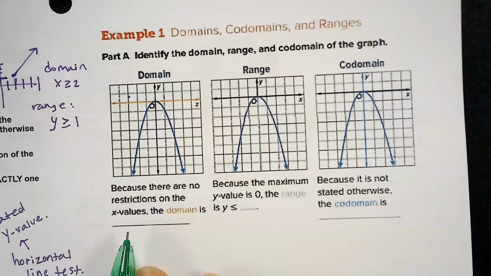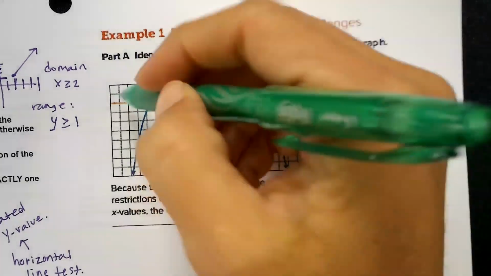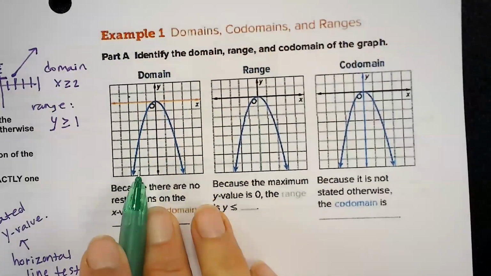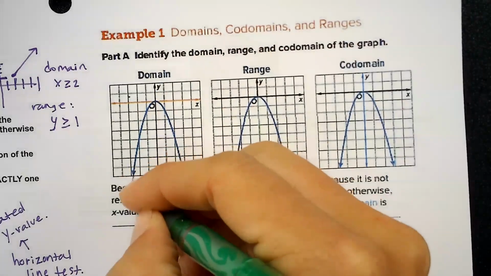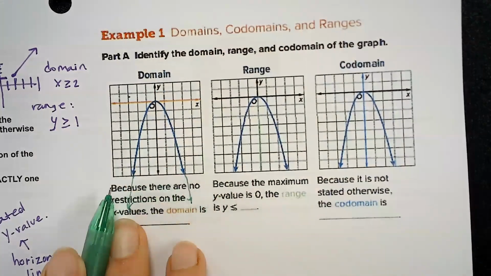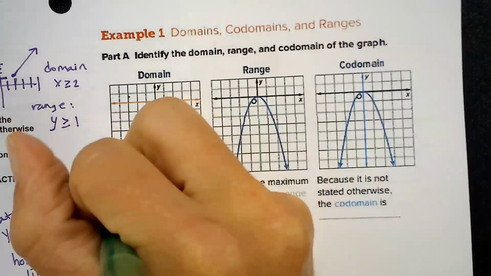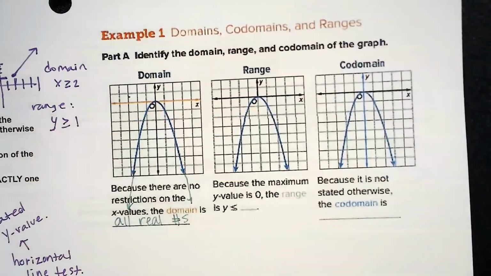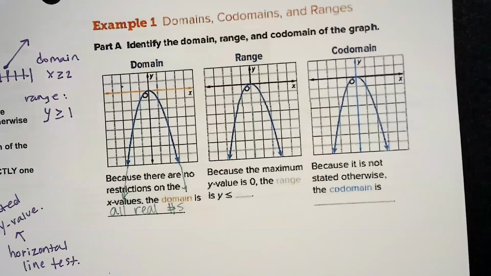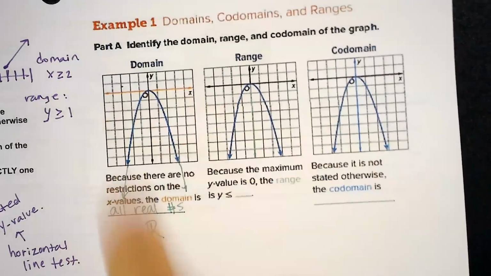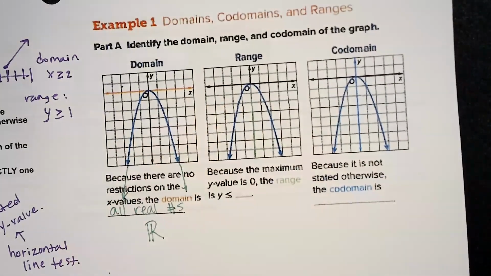Okay, the domain. It looks like it's restricted between -3 and 3. But if you notice these arrows on the end, that's going to keep going. So this isn't stopping right there. This is going to keep going past that. It keeps going on forever. So it's going to go past -3 and 3. It's actually going to be all real numbers. Another way to write all real numbers is with an R with 2 lines on the back of it. That is how they denote all real numbers in math class.